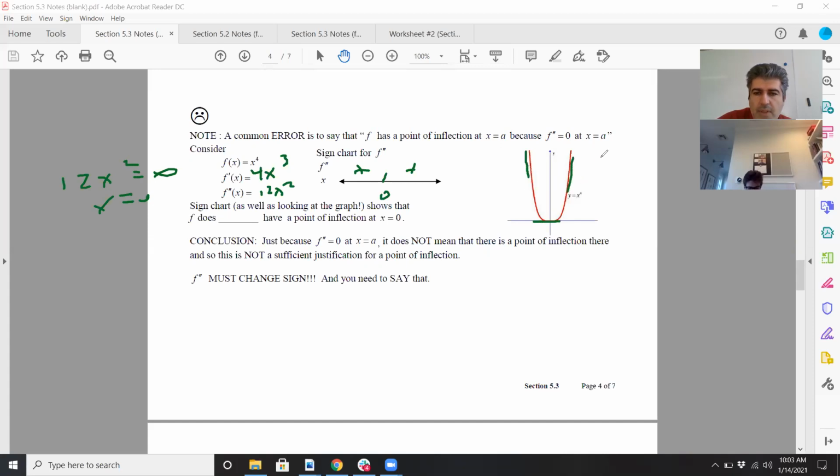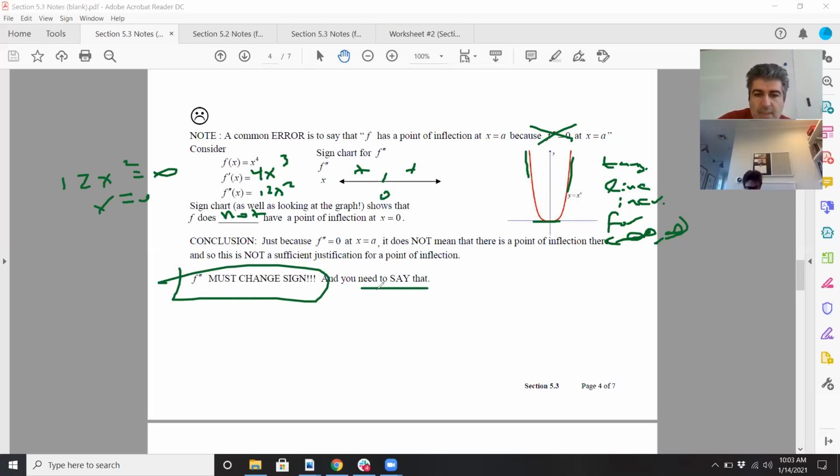And this is concave up the whole time. If you do your tangent lines, the tangent lines are increasing in value the whole time for all real numbers, from negative infinity to positive infinity. So that shows that f does not have a point of inflection. To have a point of inflection, you need a sign change in the second derivative. You can't just say, oh, the second derivative is 0, we have a point of inflection. No, you have to have a sign change for the second derivative. So it does not mean there's a point of inflection. That's not sufficient justification. The second derivative must change sign. You need to say that.